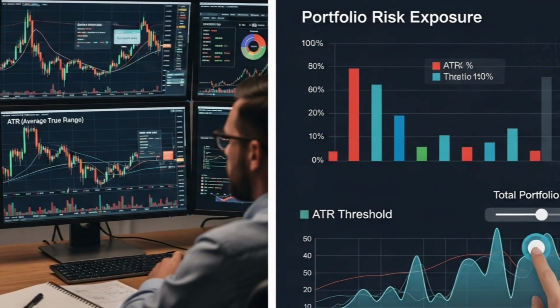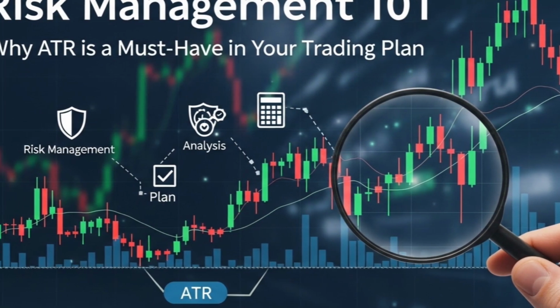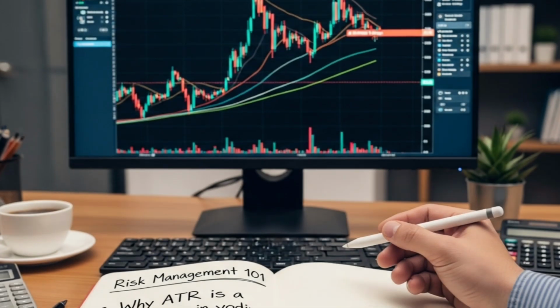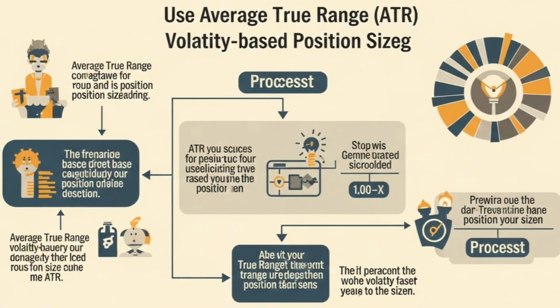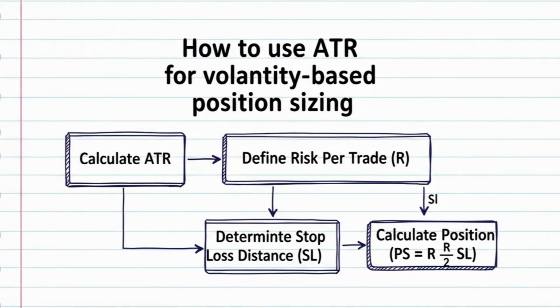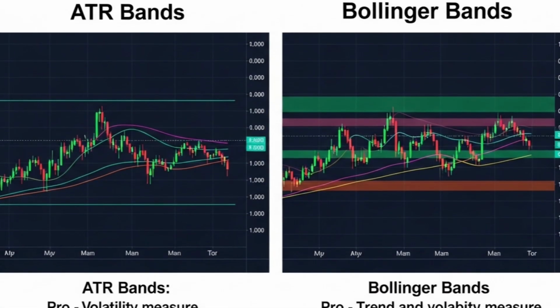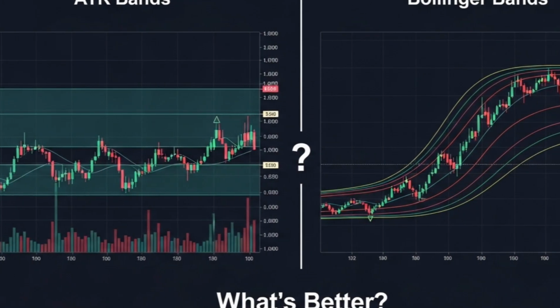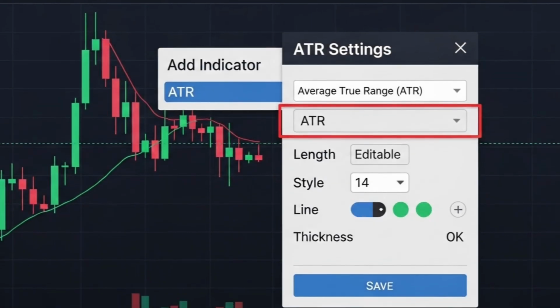The average true range ATR indicator, originally introduced by J. Wells Wilder in his 1978 book New Concepts in Technical Trading Systems, is widely regarded as one of the most powerful and underutilized tools in a trader's arsenal, especially when it comes to managing volatility, refining entry and exit points, and assessing market sentiment across various timeframes, instruments, and asset classes.